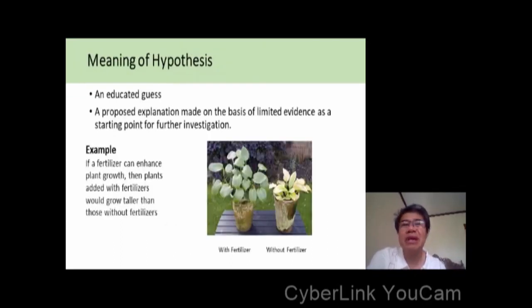Now let us proceed to the meaning of hypothesis. Hypothesis is an educated guess. It is also a proposed explanation made on the basis of limited evidence as a starting point for further investigation. For example, if a fertilizer can enhance the growth of plants, then we could say that when the plant is added with fertilizer, it would grow taller than the plant without fertilizer.